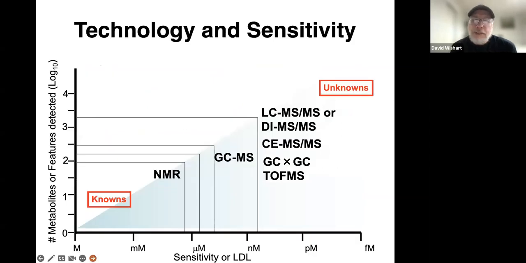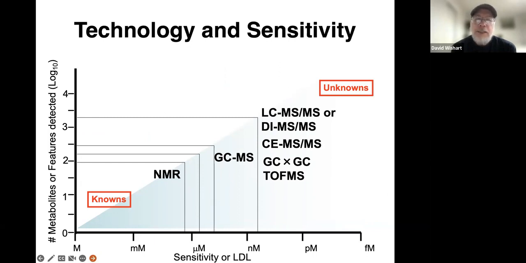Now, different types of instruments that we use in metabolomics have different levels of sensitivity. Nuclear magnetic resonance is the least sensitive. It has a lower limit of detection of around maybe 5 micromolar. GCMS, low micromolar, high nanomolar range. And then liquid chromatography mass spec, capillary electrophoresis, tandem mass spectrometry, these are much more sensitive. They can measure things in the sub-nanomolar range.